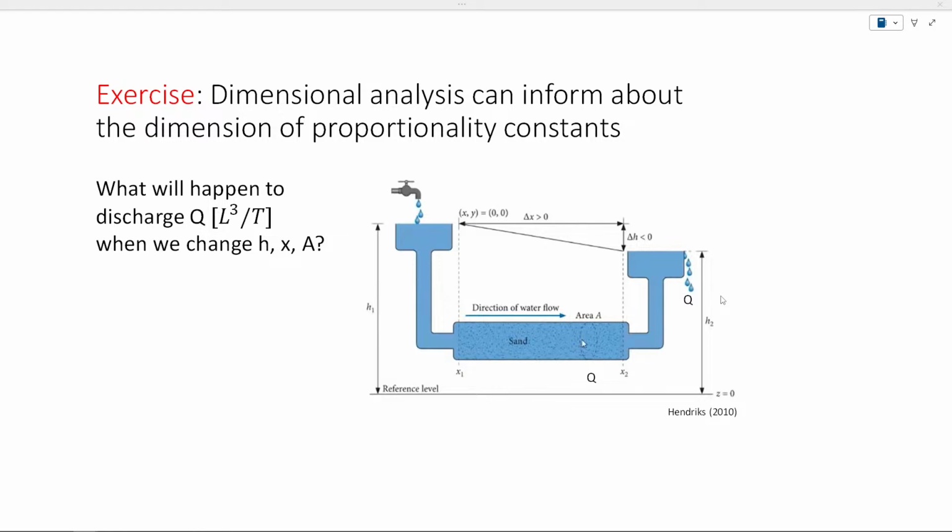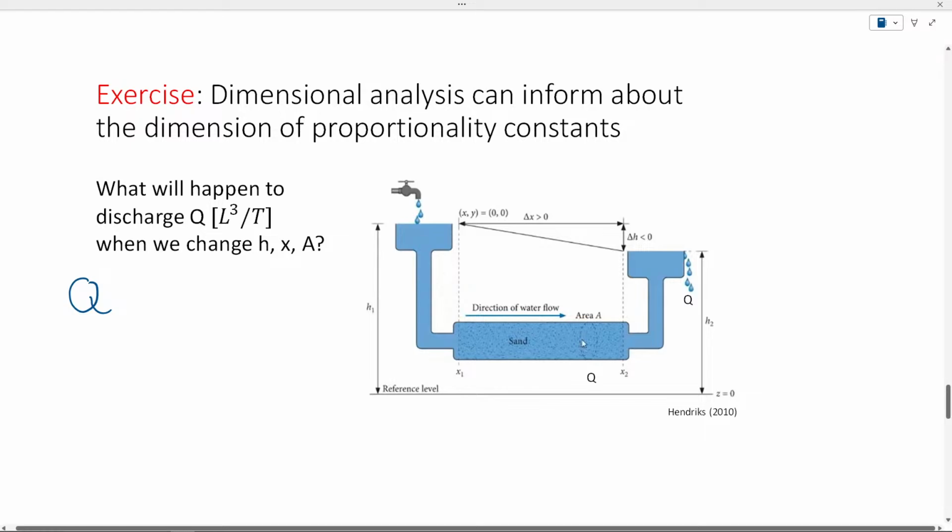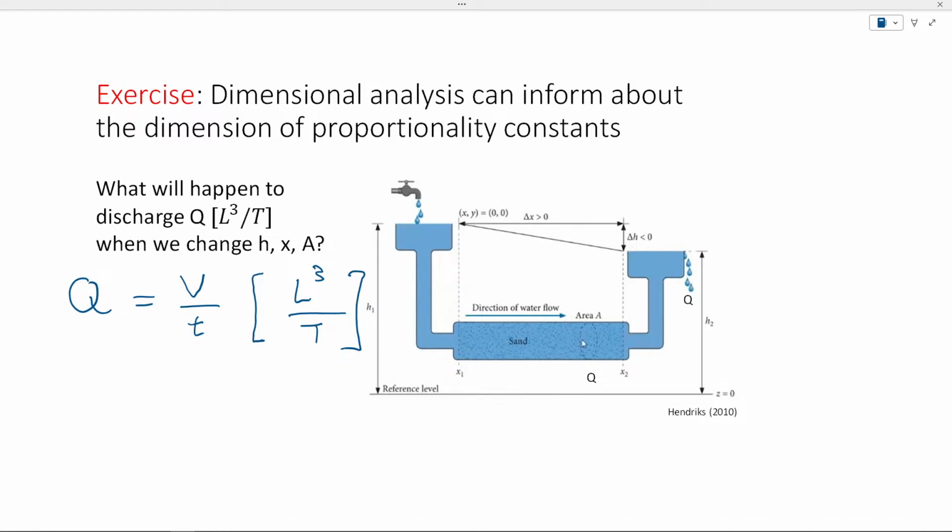Okay. So let me ask you a question. What do you think this flow, Q, this discharge Q, and remember Q is volume over time. So what is the dimension of this Q? We know volume is L cubed over time. So that's the dimension of flow. So this Q, what factor do you think this Q would be a factor of?